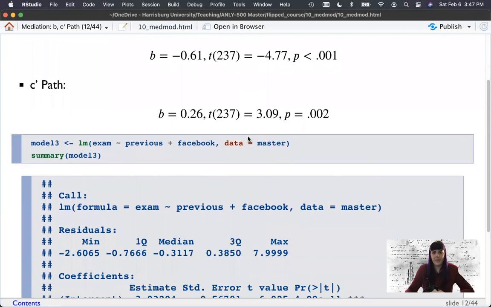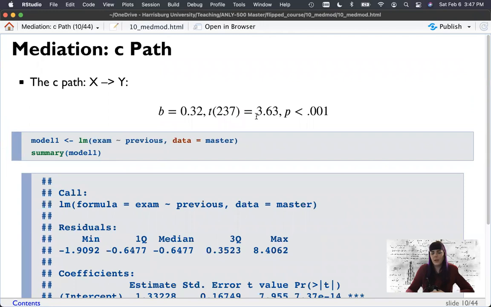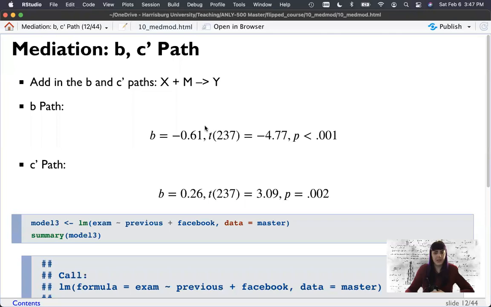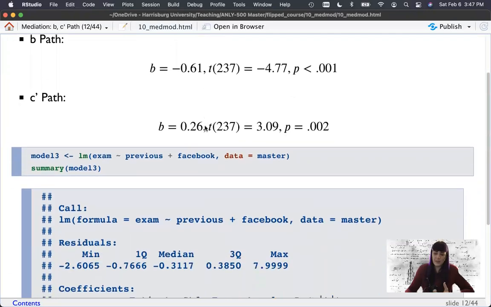Then our C prime path here, which is just lower than before. So let's go back and look at C here. Okay, so B is 0.32 and now B is 0.26. It's still significant, but it is closer to zero, which is what we're interested in finding. And so that pathway suggests that our previous knowledge predicts our exam scores, which we would hope. And so now we have to decide if the change here, the 0.32 to 0.26 decrease, is important.